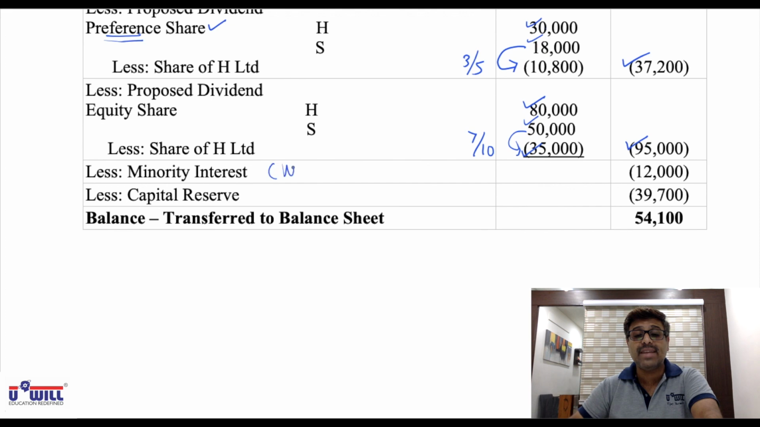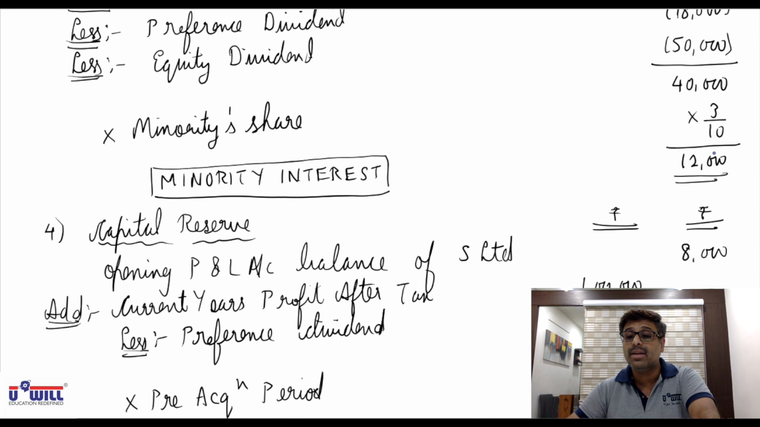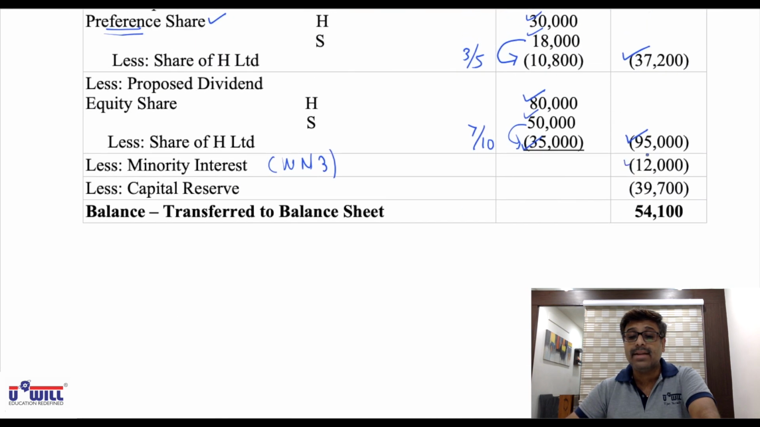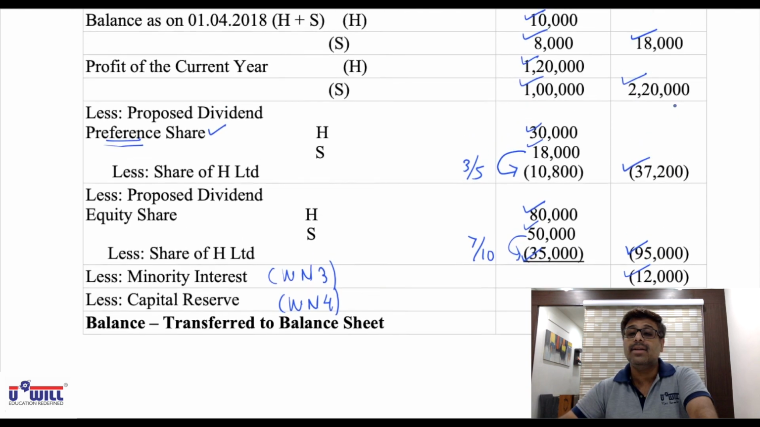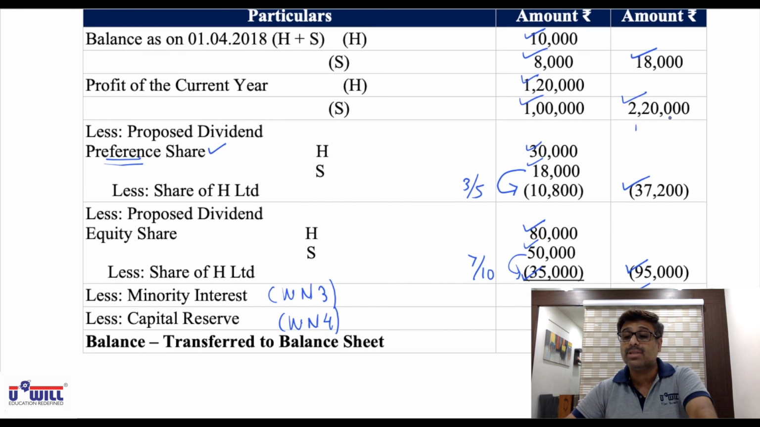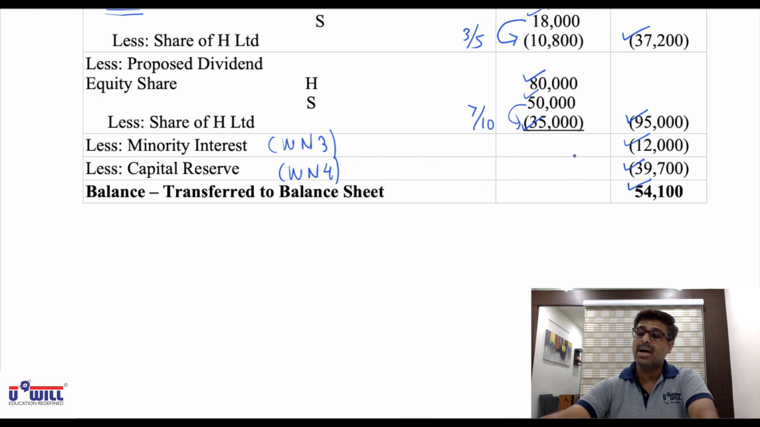Then minority interest we get from working note 3. You all can see here. What is minority interest we got in working note 3? 12,000. And then capital reserve we got in working note 4. What is capital reserve we got? 39,700. Now do it: 18,000 plus 2,20,000 minus 37,200 minus 95,000 minus 12,000 and minus 39,700. You all must get 54,100 as the balance transferred to consolidated balance sheet.